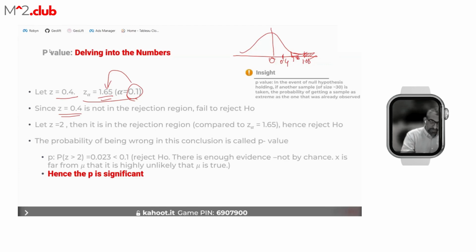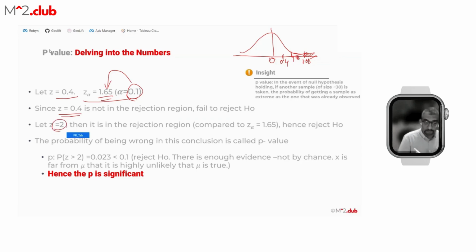Now, there's a counterexample here. Just in case the Z was equal to 2, then it is in the rejection region, because I'm talking about 1.65 and the Z score is somewhere here, which is at 2. Okay, so this is in the rejection region. In that case, I reject H naught. So these are the two things. We compare Z and the Z alpha. If the Z score is in the rejection region, then we reject the H naught. If not, we fail to reject the H naught, right?